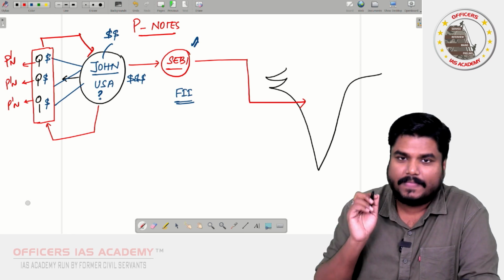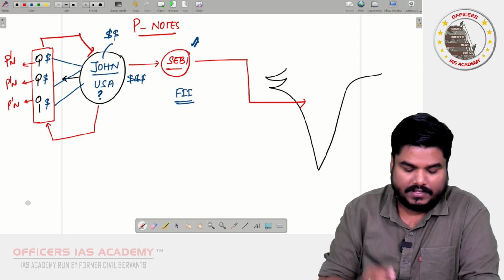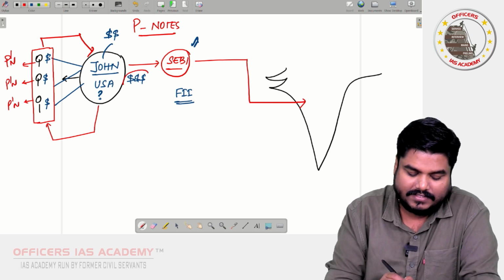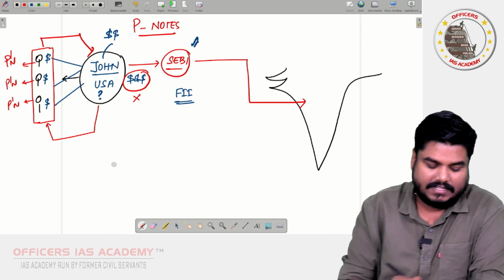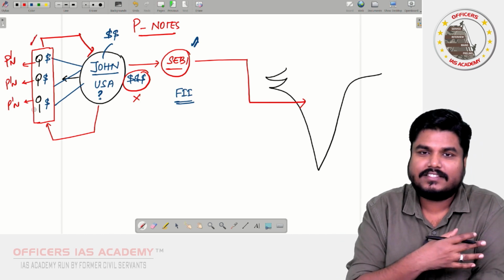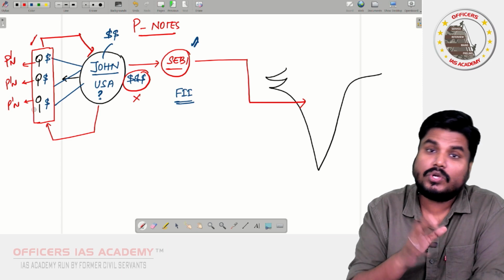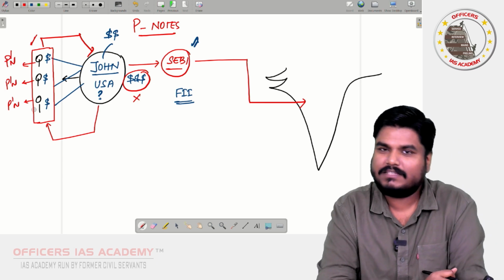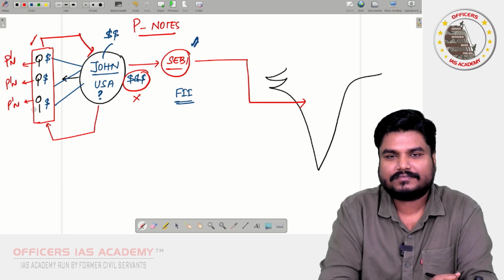So now who is investing? Whether John is investing? No, it is not John's money. This is not John's money, rather it is the money of the residents. The residents are nothing but the participatory note holders. They are holding the participatory note, right? So I am referring to them as participatory note holders.